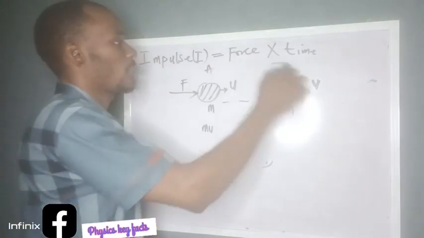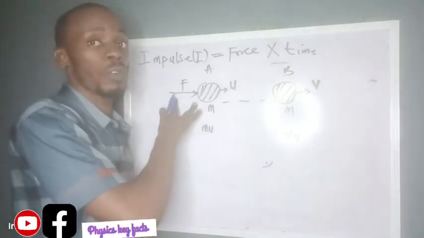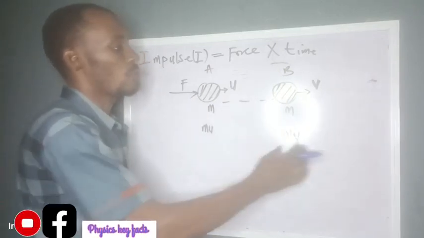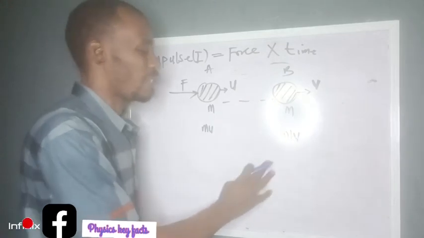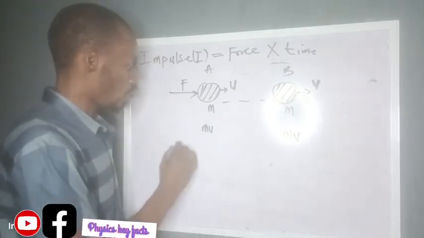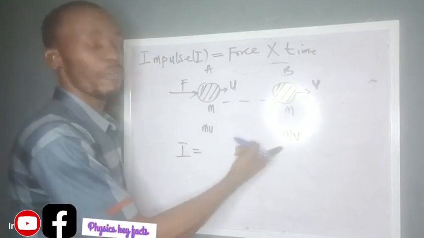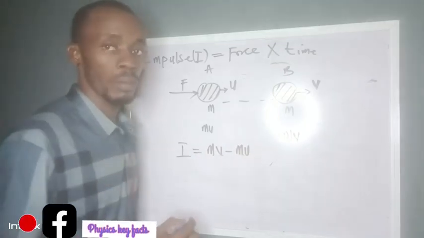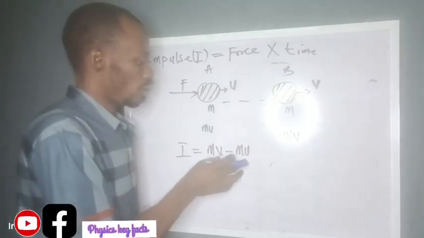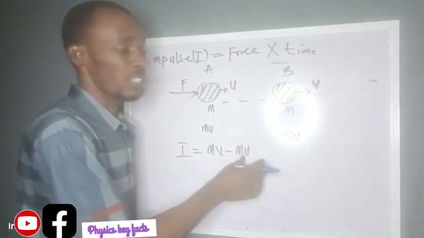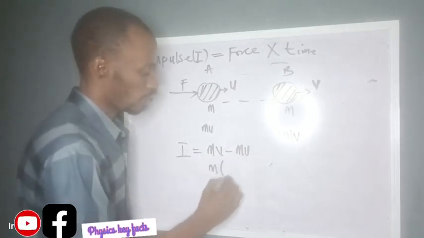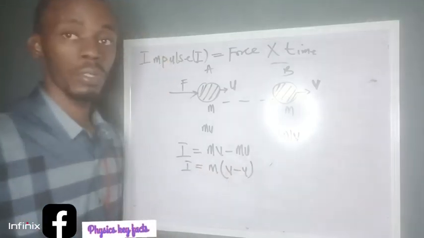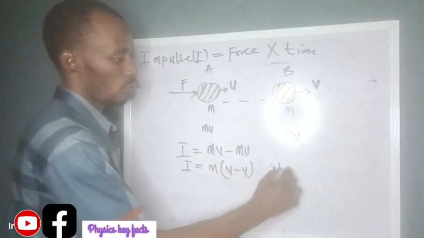So let's call this point A, point B. Because of force, this body changes position from point A to point B. It has a momentum here, mu, and another momentum here, mv. So the impulse is simply mv minus mu, which is final momentum minus initial momentum, and then factoring out m, m(v minus u) is the impulse. The unit of this is also Newton seconds.